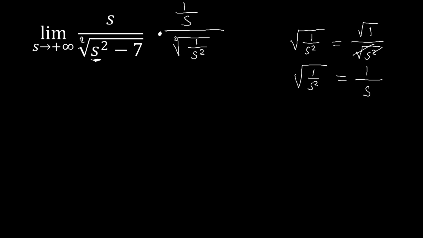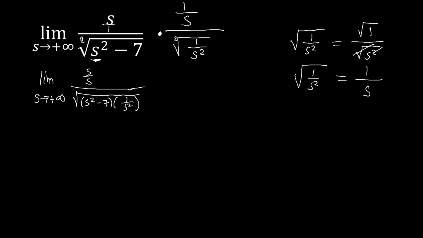Okay, so to give you an idea as to what I'm talking about, let's now simplify this. Limit of s times 1 over s, this is understood with 1 here. So this will be s over s, over, we've got here the square root of. Since they have the same index, all we have to do is have the s squared minus 7, multiply that with 1 over s squared. So see, your 1 over s squared is now inside the radical symbol because they have the same index. Okay, that is the rule in multiplying radical expressions.